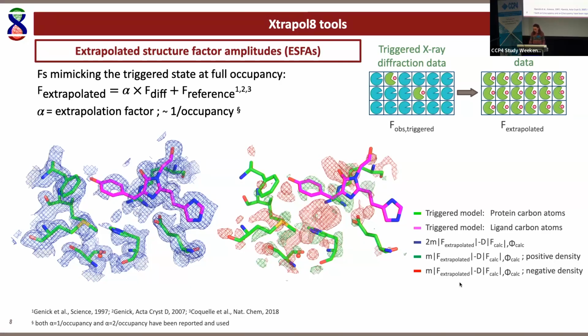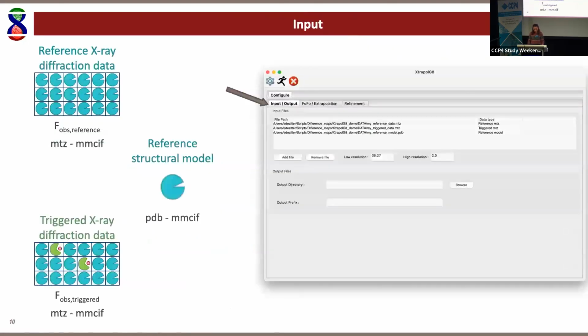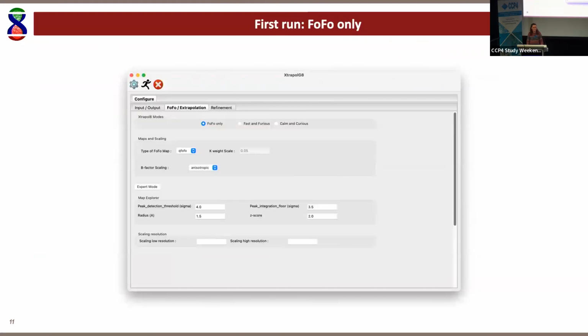So now I'll explain a bit about how to use Xtrapol8. There are different steps in the Xtrapol8 pipeline. So let's start with the first one, which is importing the data. When you open the Xtrapol8 graphical user interface, you'll get the first step, which is input-output, where you can give this input data that we talked about before: a reference X-ray diffraction dataset, a structural model, and a triggered X-ray diffraction dataset. If you have any ligands, you will also have to provide a CIF file as you would normally do for refinement.